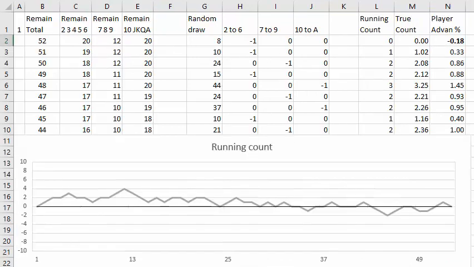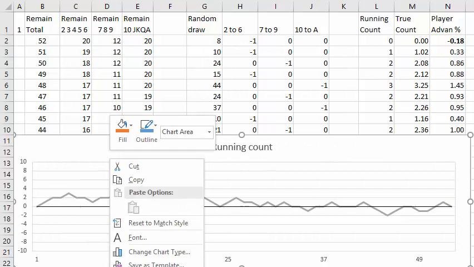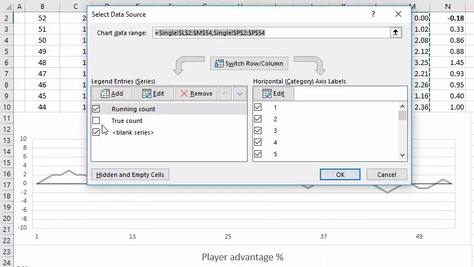Getting back to the single deck. I've calculated the true count exactly in this column. Now in actual casino play, you'd sort of estimate or round off these numbers. But here in the spreadsheet, I've calculated the true count exactly, and I can display that here. Select data, and then enable the true count graph. Click OK.